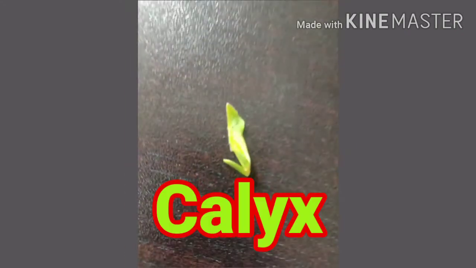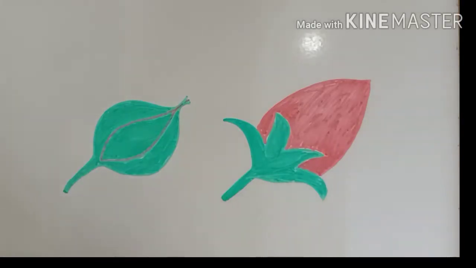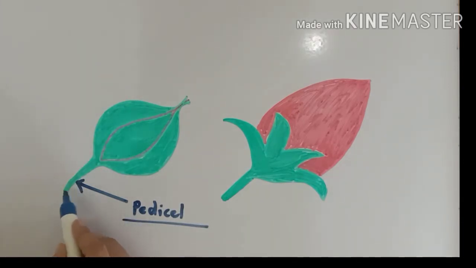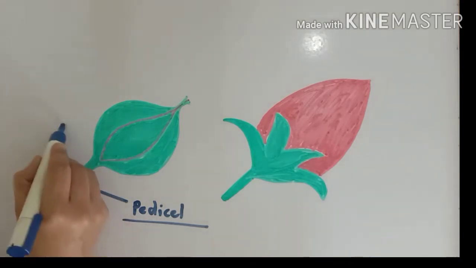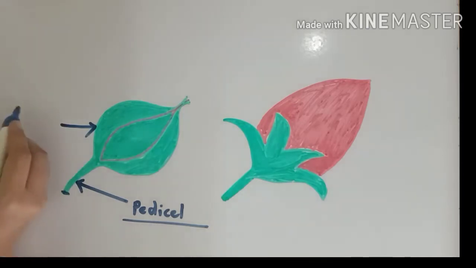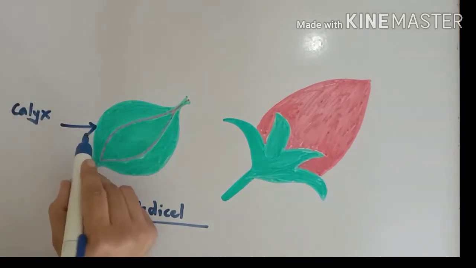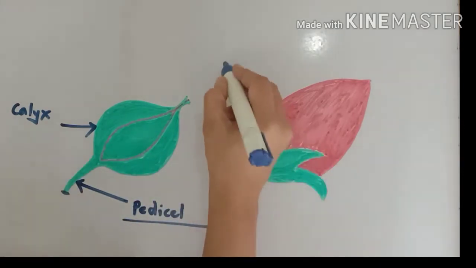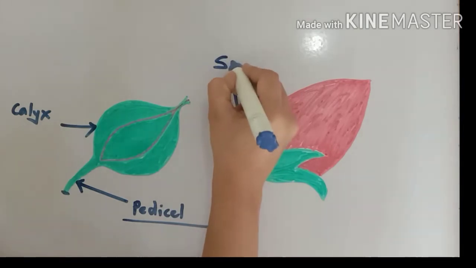First whorl of flower. Students, this stalk-like structure is called pedicel. This pedicel, its one end is attached to stem here and the other end is attached to calyx. This part of flower is called calyx. This calyx is made of small leaf-like structures. They are called sepals.